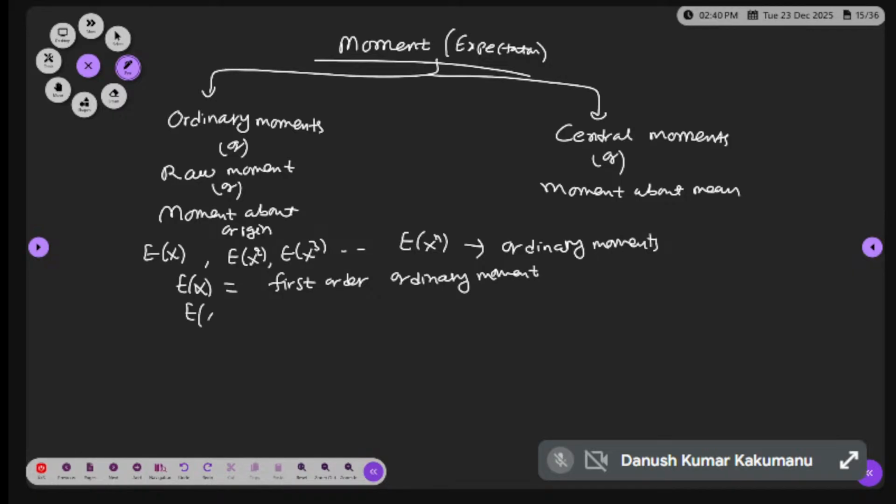E of x square is the second order ordinary moment. E of x cube, third order ordinary moment, and so on. E of x power of n, nth order ordinary moment. These are all ordinary moments. Another name of ordinary moment is raw moment, moment about origin. Different words we are using for the moment.